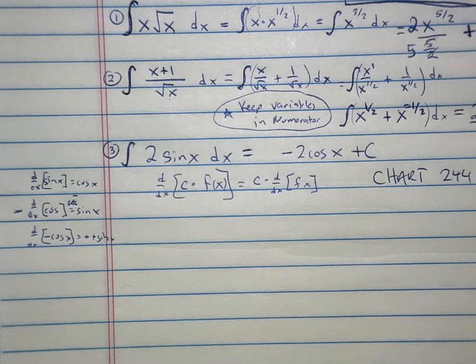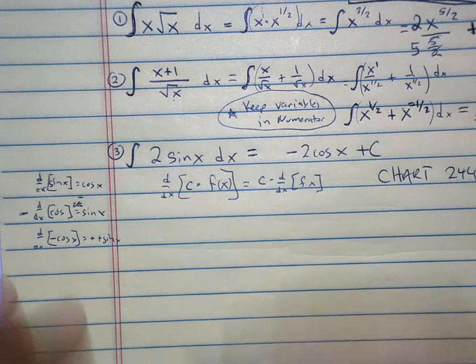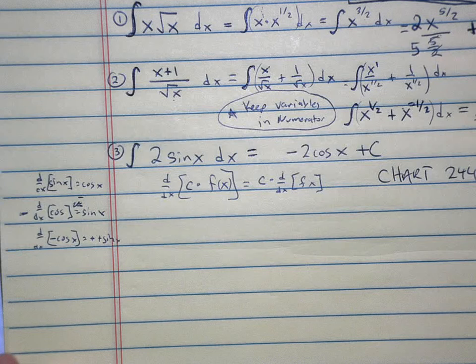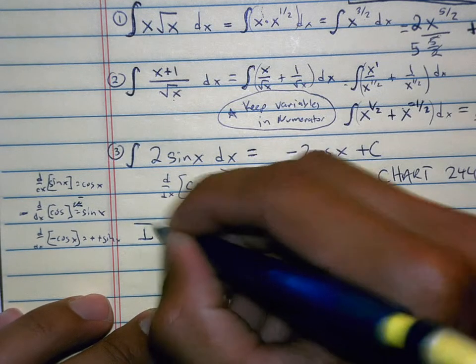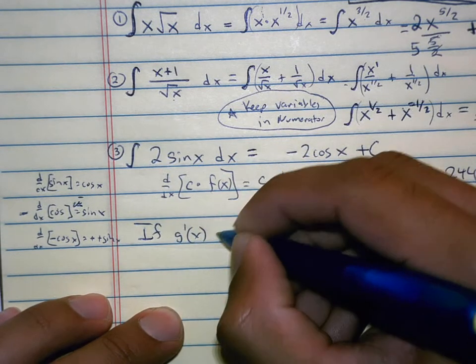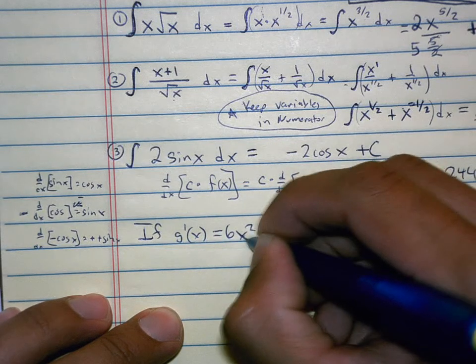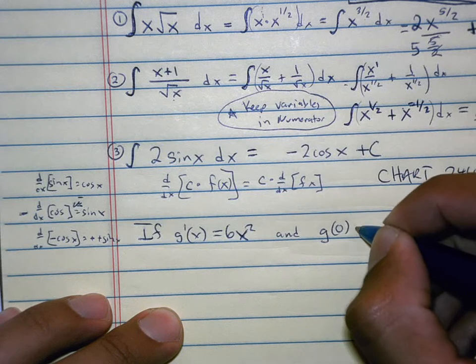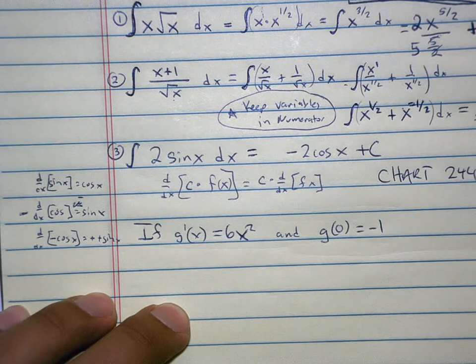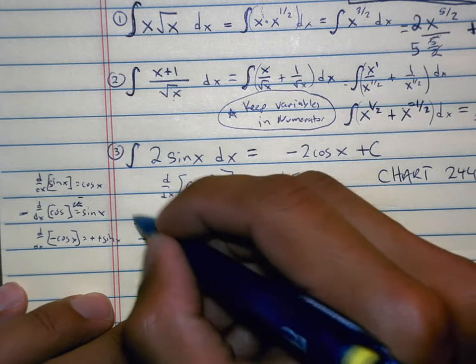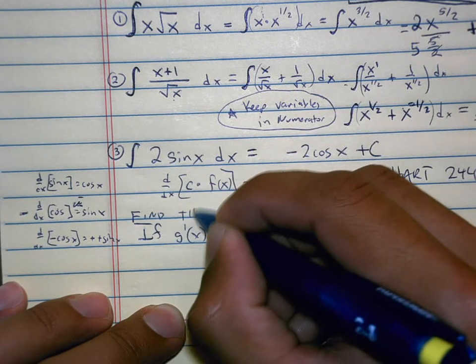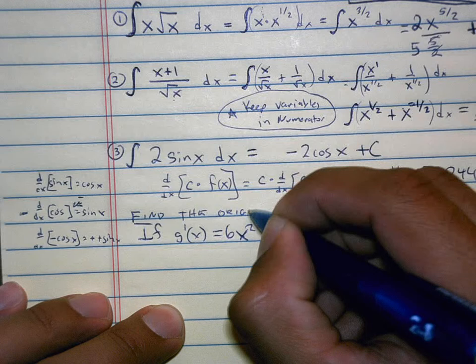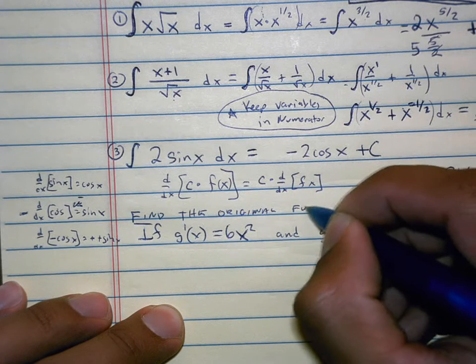So now that brings us to our next problem. We have one majorly big concept and 2 examples left, and we'll be done. If g prime of x is equal to 6x squared and g of 0 equals -1, find the original function.